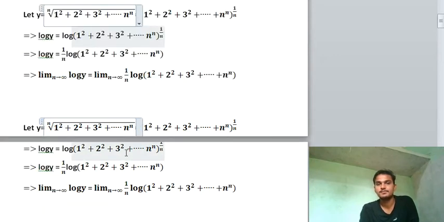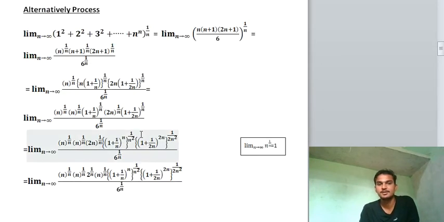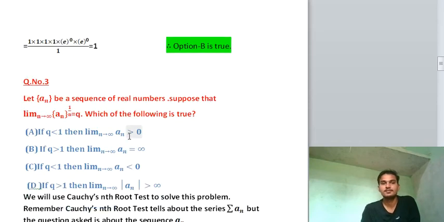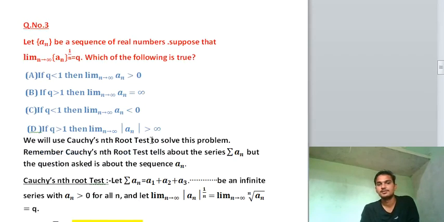Then we'll go to the next question, that is question number 3. Question number 3 is: let a_n be a sequence of real numbers. Suppose that the limit as n tends to infinity of a_n to the power 1 by n is equal to q. Which of the following is true?